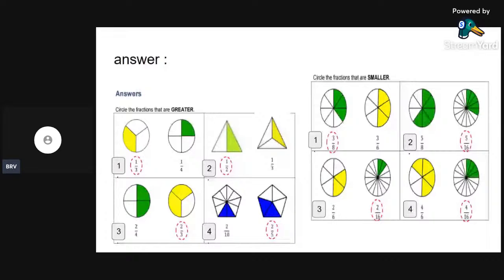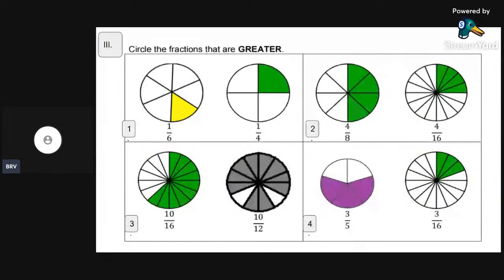Next, this is test 3. Test 3: circle the fractions that are greater. It's the same as before, what you will do. Number 1, 1/6 and 1/4, whichever is bigger you will encircle, and do not draw the representations. Okay, let's proceed. We're done.